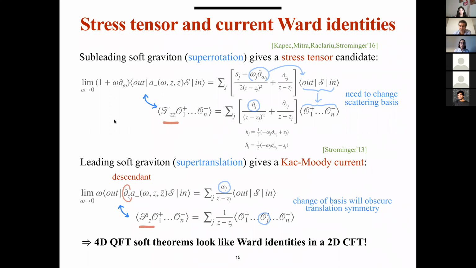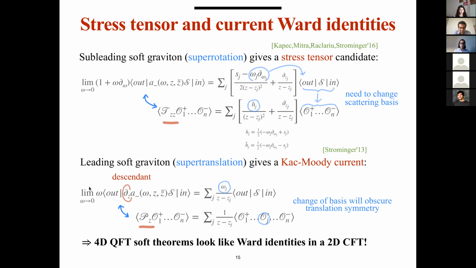And it turns out that the insertion of soft gravitons can be interpreted as the insertion of respectively a stress tensor and a current. So if we look at this, the first line up here, this looks very much like the Ward identity for a stress tensor, if we compare the first two lines. And in order to make this precise, we would have to have a basis where this operator omega, the omega acting on the S matrix, becomes a number. And so if we want to interpret the subleading soft graviton theorem as the insertion of a stress tensor in a correlation function, we have to change the scattering basis.